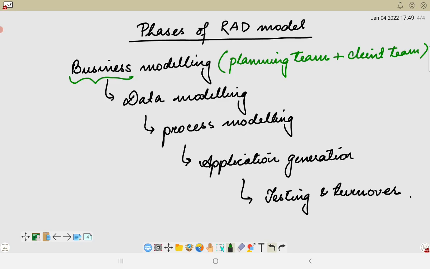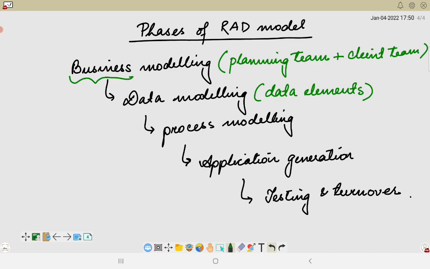Okay, the next one is data modeling, and here all the information derived from the business modeling is analyzed and separated into different data elements important for the business. So here the data elements are identified. That means what will be the data utilized for this particular project is separated from the entire requirements which have been planned out in the business modeling phase.